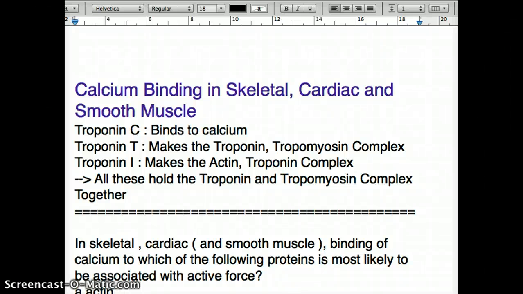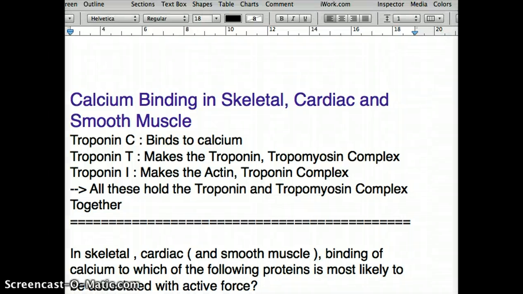This video talks about the calcium binding in skeletal muscle, cardiac muscle, and smooth muscle, and how they differ from one another, or how they're similar to one another. But before we move on to the binding of calcium, let's take a quick review of how muscles really work in its most basic unit.